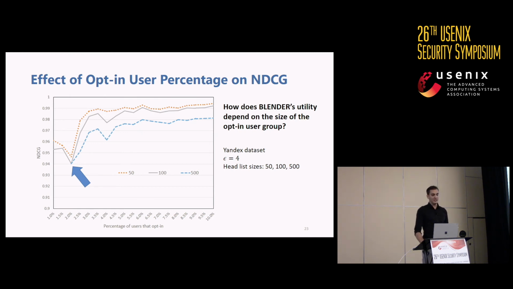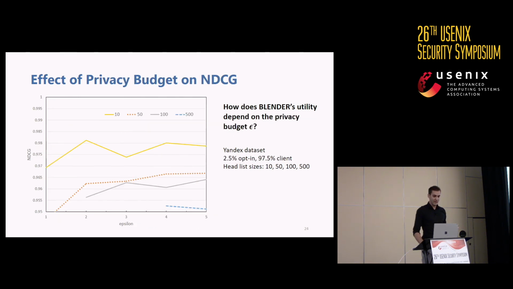The next question we had is, okay, for different head list sizes, fixing the opt-in group percentage, what happens when we vary the privacy budget? There's a lot of noise in these results, but the general trend is that as we increase epsilon, the privacy budget, the NDCG increases. Again, this is not that surprising. What is interesting to note, similar to the last slide, is that if we don't have enough of a privacy budget, for example, for head list sizes of 10 and 500, we need an epsilon of at least 2 and 4, respectively, to generate the targeted head list size.